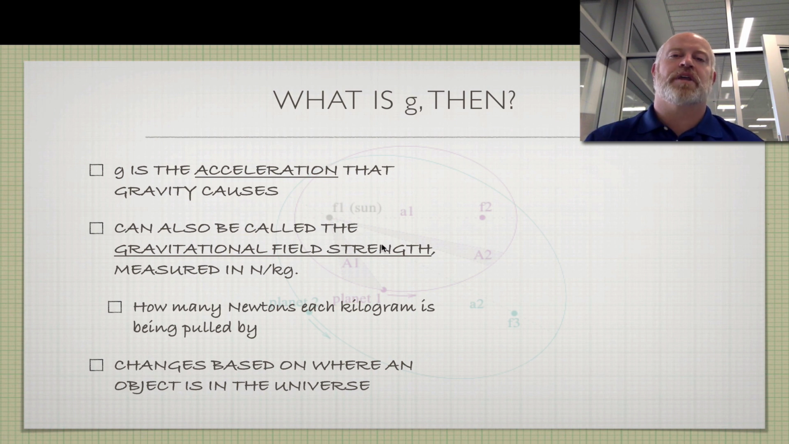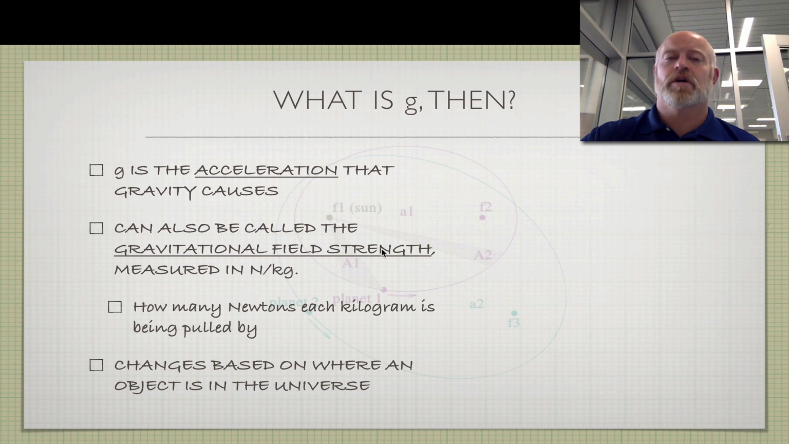Now, another way to look at little g is called the gravitational field strength. If you have an object within the gravitational field of another object, there is a certain amount of strength of attraction that causes this acceleration. We measure that in newtons per kilogram. It's still an acceleration, the acceleration you feel because of this field strength caused by the larger object. It's still a result of the gravitational pull between two objects. We just get another term. So little g can also be called the gravitational field strength.